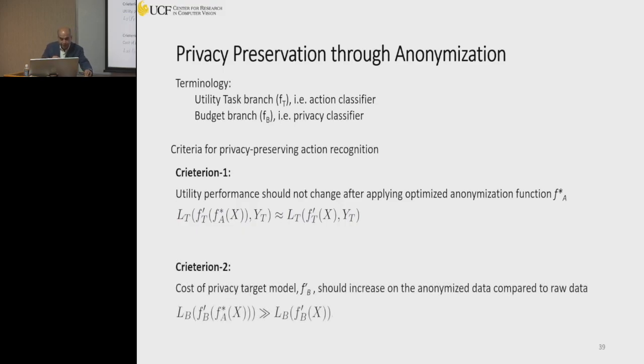The other criterion is that the cost of the privacy model should increase. So this is after the anonymization. When we anonymize, the privacy model should have more error as compared to without anonymization. That's the idea, that we want to anonymize, we want to preserve the privacy.